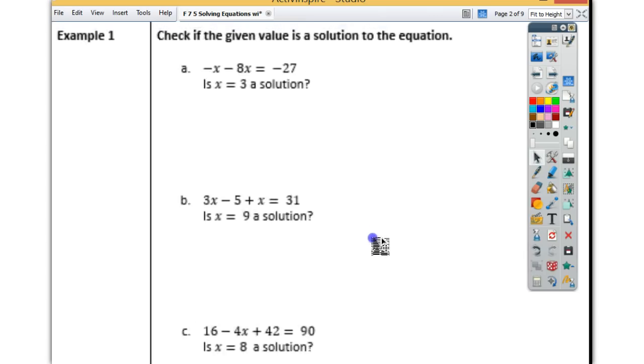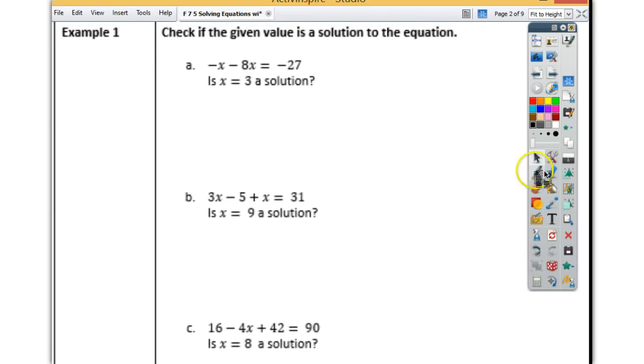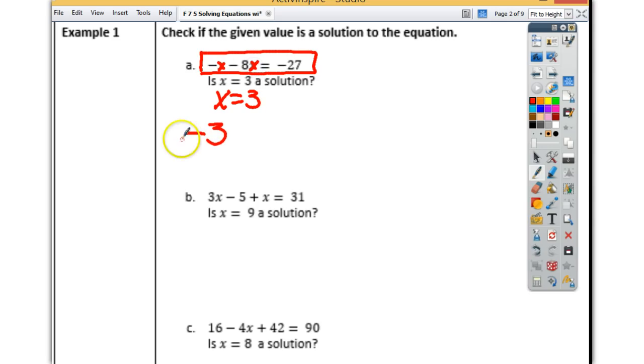So in your notes, letter A, say I solved this and I came up with x equals 3 for that equation. Did I solve it correctly? Is 3 the solution for x? So wherever x is, now put 3 in for it. A negative 3 minus 8 times 3, right? Does that equal a negative 27?